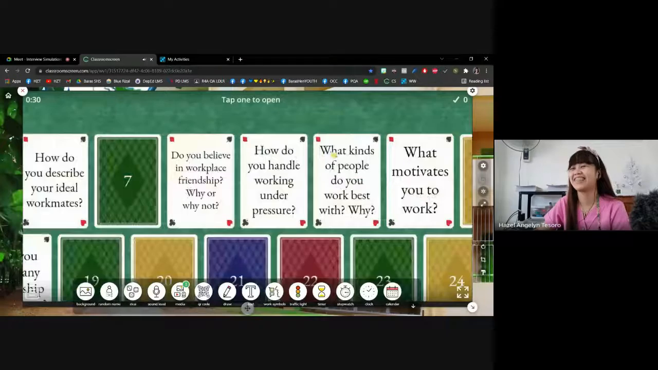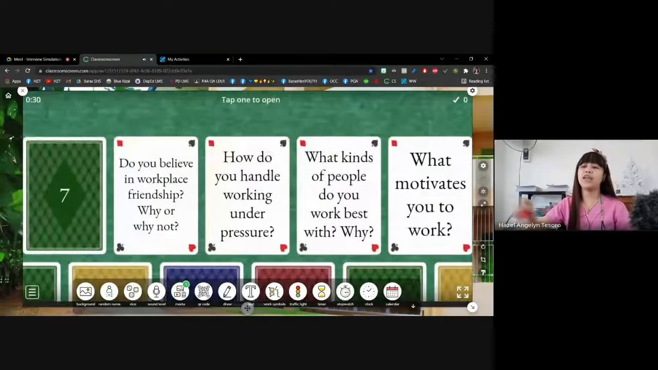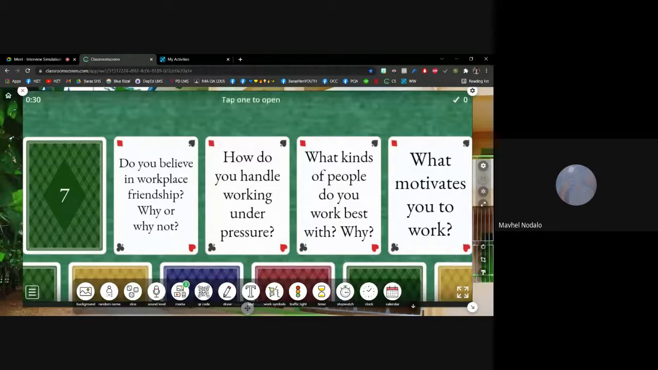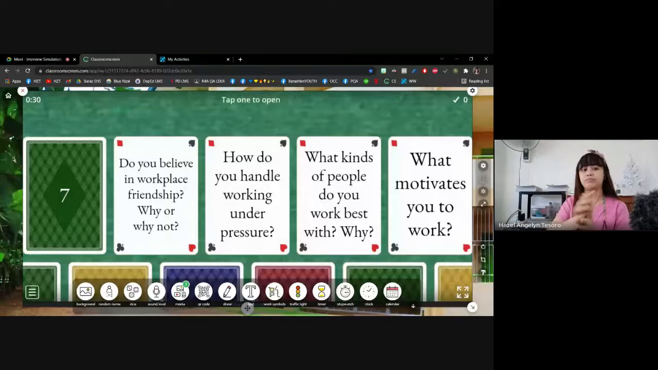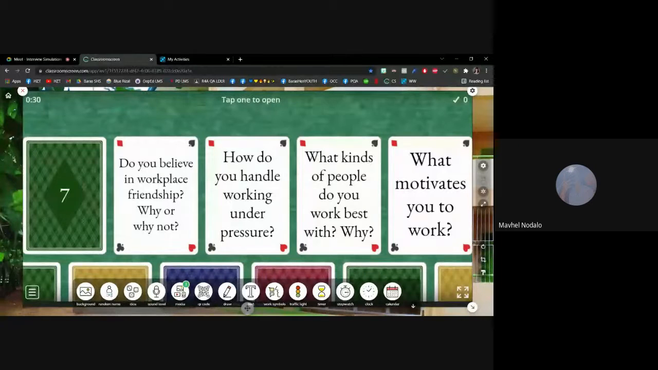How do you handle working under pressure? Wait lang po. Ma-handle ko po siya ma'am sa pamamagitan ng papakalmahin ko muna po yung sarili ko, mag-iisip ng mga bagay na pwedeng makapagpabago ng mood ko para ma-handle ko po yung pressure na mararamdaman ko. Yun po.